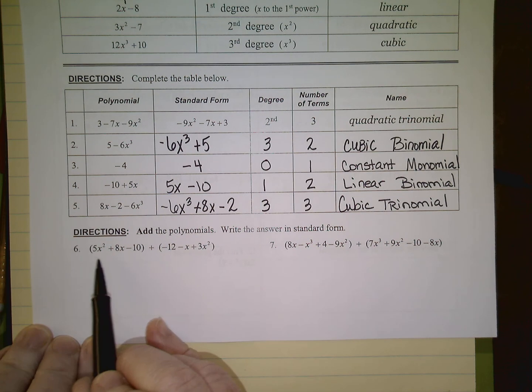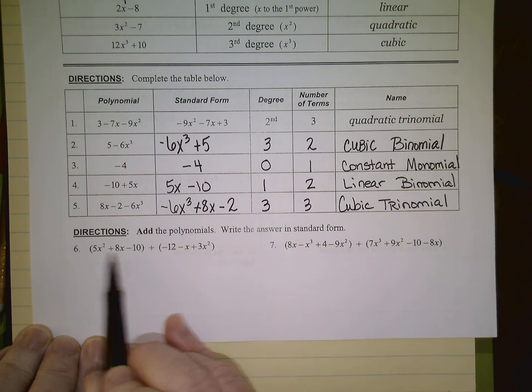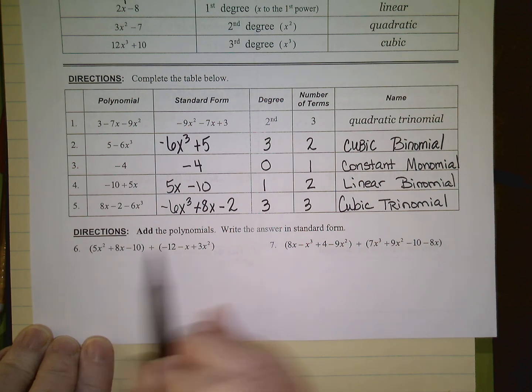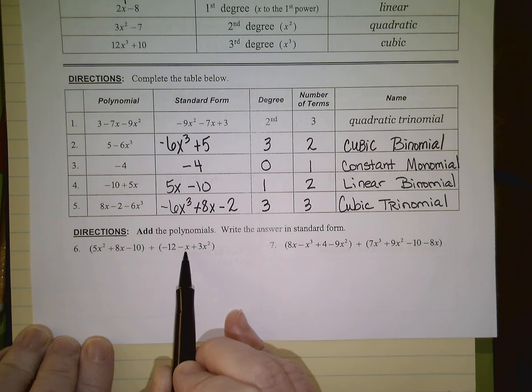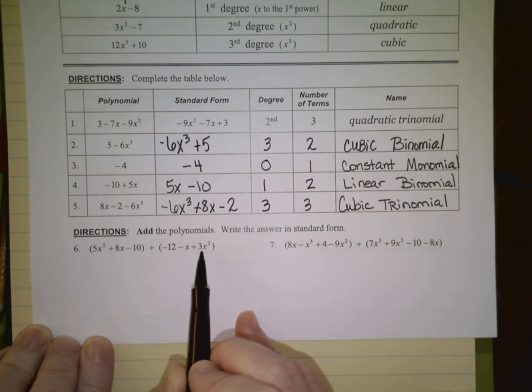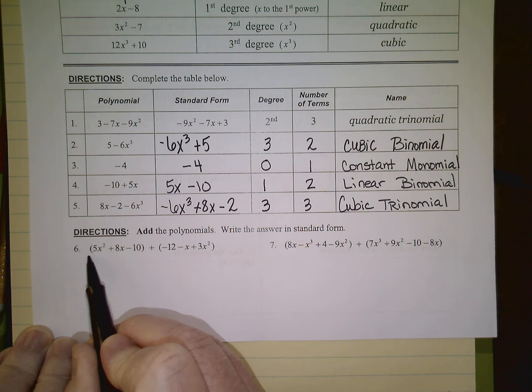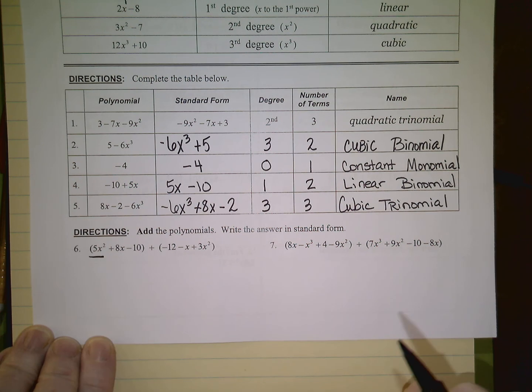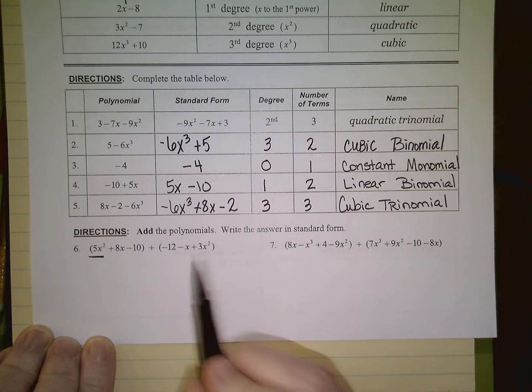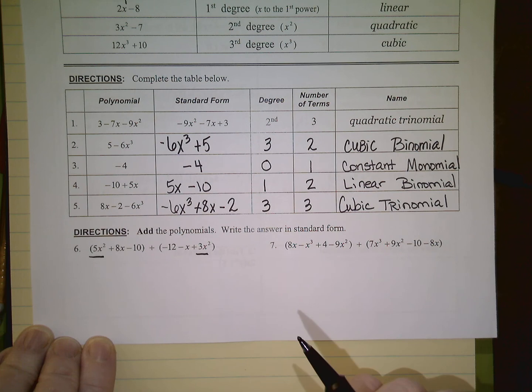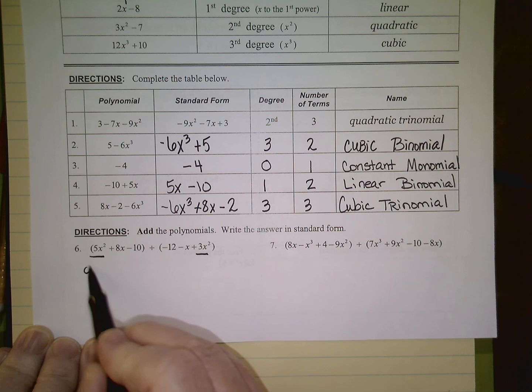So I want you to look through number 6. It says 5x squared plus 8x minus 10 plus negative 12 minus x plus 3x squared. We're going to start with the highest exponent, and we're going to combine things that are alike. So what's the highest exponent I have here? Is there anything that matches 5x squared? Okay, when you put those together, are they both positive? What do you get when you put them together?